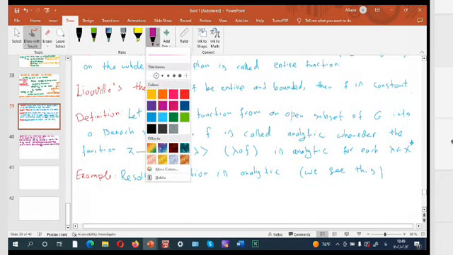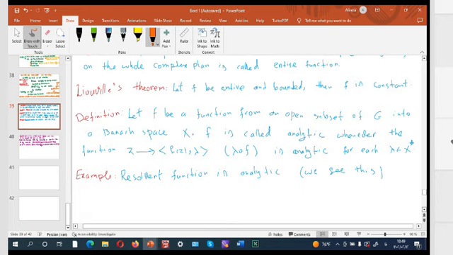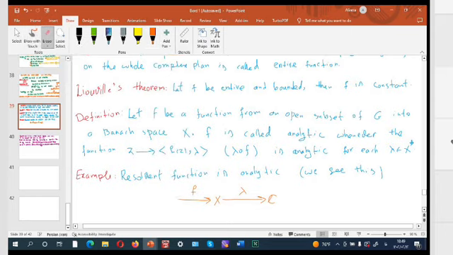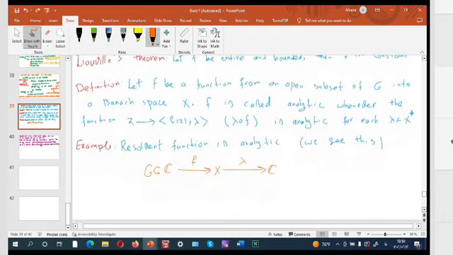Please note that this f is a function from G to a Banach space X, and lambda, this is our f, and lambda is a function from X to C, because this is in our dual. And let me write this: G is a subset of C itself. G is a subset of complex numbers. So that lambda of f is a function from G to C, okay? This is lambda of f.